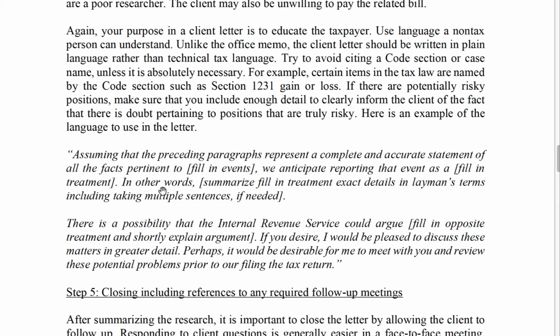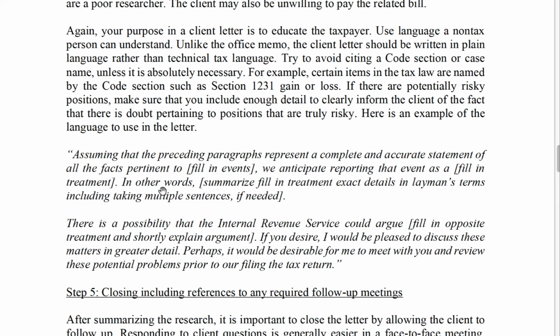So if you're giving the client a result that would be contrary to what the government would want, or contrary to the other side where there is an argument on the other side, then you would want to have this Internal Revenue Service paragraph in there, just because, again, risk mitigation. It's all about risk mitigation, okay?